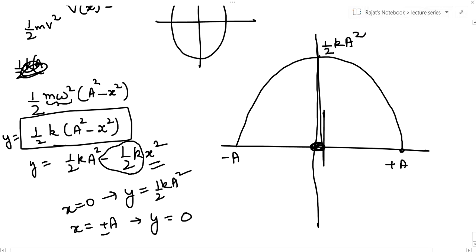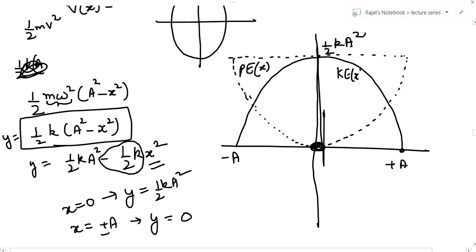If you see, this graph is very similar to the graph of potential energy. The potential energy graph was also rising to a maximum value of half k a square, but that value was coming out at minus a and plus a. So let me draw the graph here only. This is the variation of potential energy. So this is the potential energy curve as a function of x, and this is kinetic energy as a function of x.